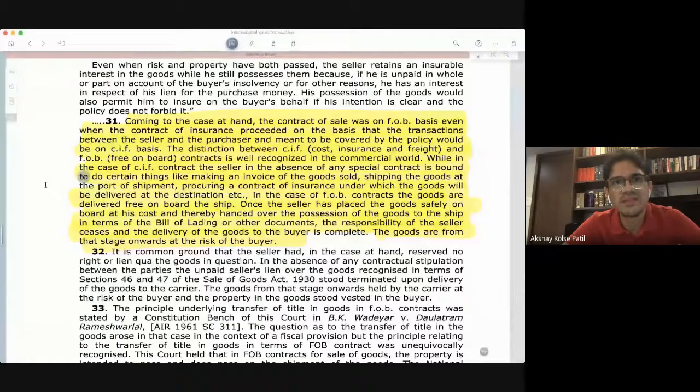While in the case of CIF contract, the seller, in the absence of any special contract, is bound to do a certain thing, like making an invoice, shipping the goods, and procuring a contract of insurance, which will be delivered at the destination. And in the case of FOB contracts, the goods are delivered free on board. Once the seller has placed the goods safely on board at his cost and thereby handed possession of the goods to the ship in terms of the bill of lading or other documents, the responsibility of the seller ceases and the delivery of the goods to the buyer is complete. The goods from that stage onwards are at the risk of the buyer.